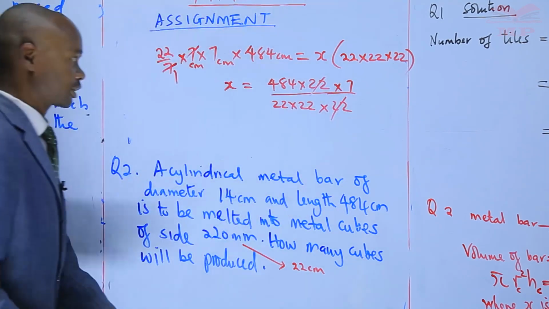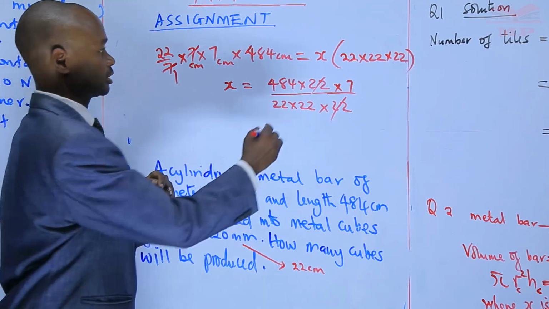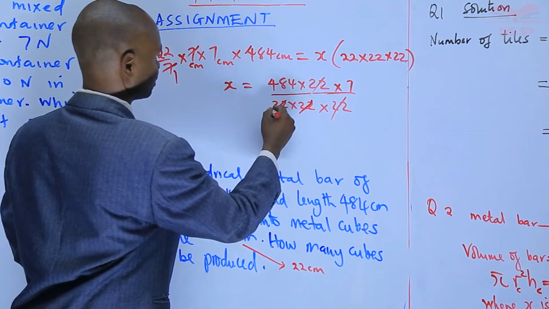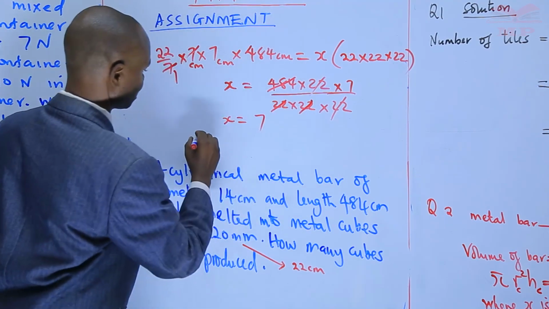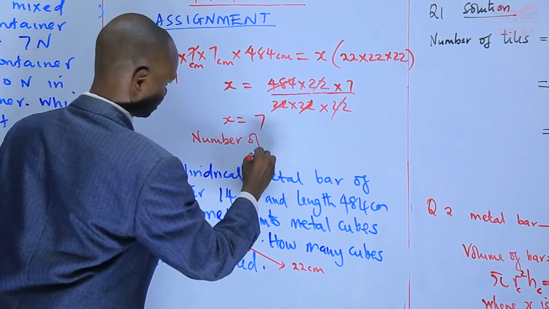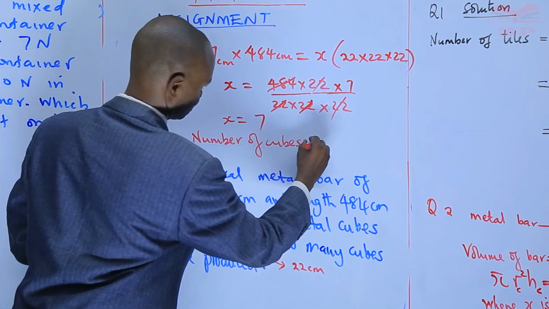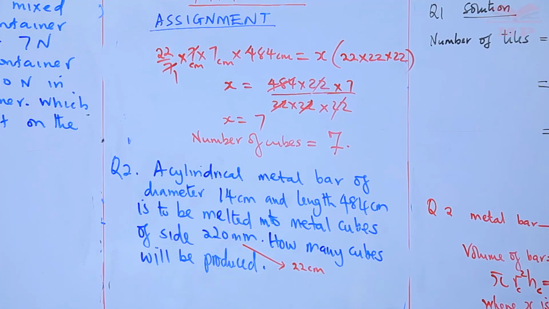22 will cancel with 22. We find 22 times 22 gives 484. So both of these cancel. So X is 7. So number of cubes is equal to 7. That will give you that answer.